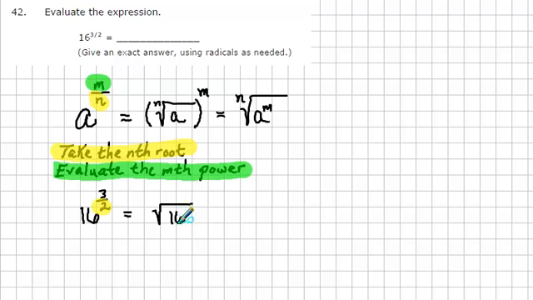And remember, with square roots, it's not necessary to write the index of 2 down. It's just understood that it's there. We need to find the square root of 16 and then raise the result to the 3rd power. All right, so what is the square root of 16? The positive square root of 16 is 4. And then we need to cube the result. 4 cubed means that we need to find 4 times 4 times 4, which is 64.